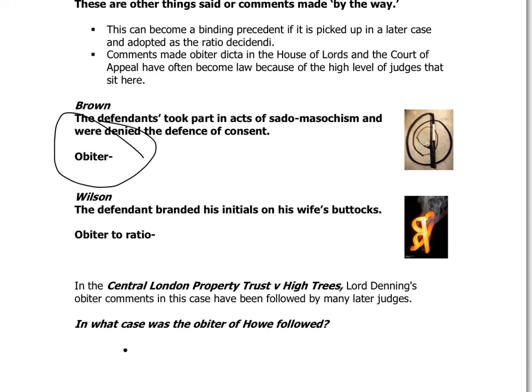But what Wilson did was they looked at Brown's obiter, looked at the reasonings and what was talked about in the obiter about branding, and said, you know what, I think they were right. Yes, I'm going to take that persuasive precedent and turn it into a binding one. Right? So turn the obiter into the ratio. So the ratio of Wilson is that you can consent to branding, and that was basically stolen from Brown's obiter.